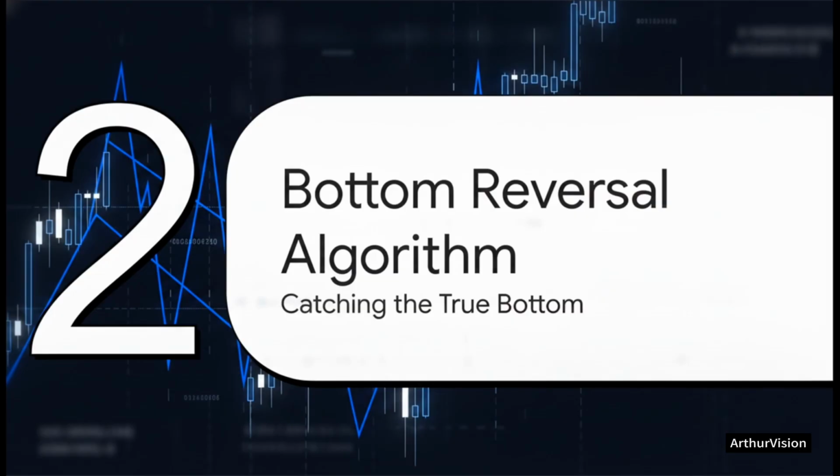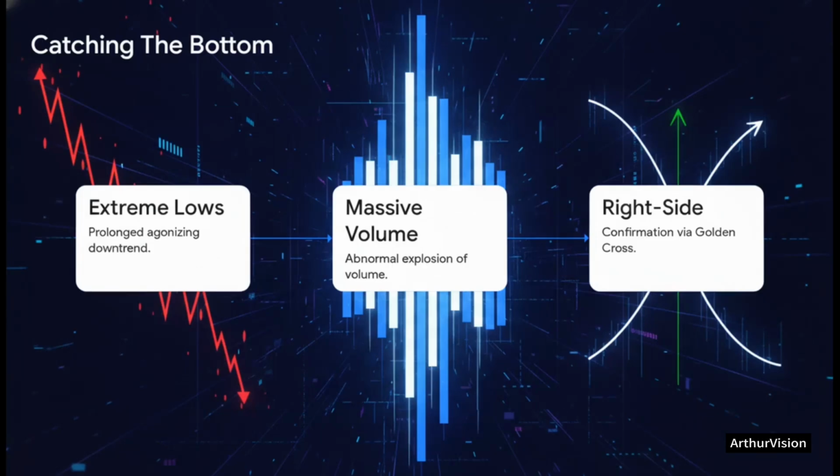Moving on to Section 2, the bottom reversal algorithm, safely catching the true market bottom. Now, allocating capital at the market bottom is the dream, right? But trying to do so based on gut intuition gives you an incredibly unfavorable risk-to-reward ratio. To execute this algorithm safely, you have to strictly satisfy 3 unforgiving parameters. First, extreme lows after long declines. The asset must have sustained a prolonged structural downtrend.